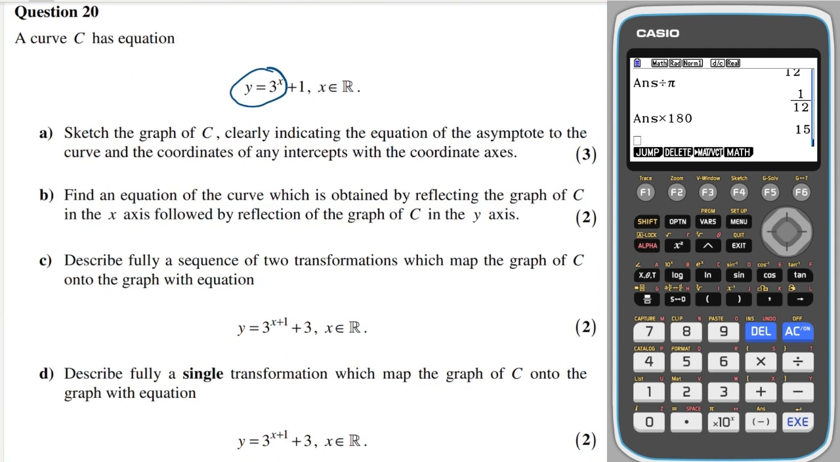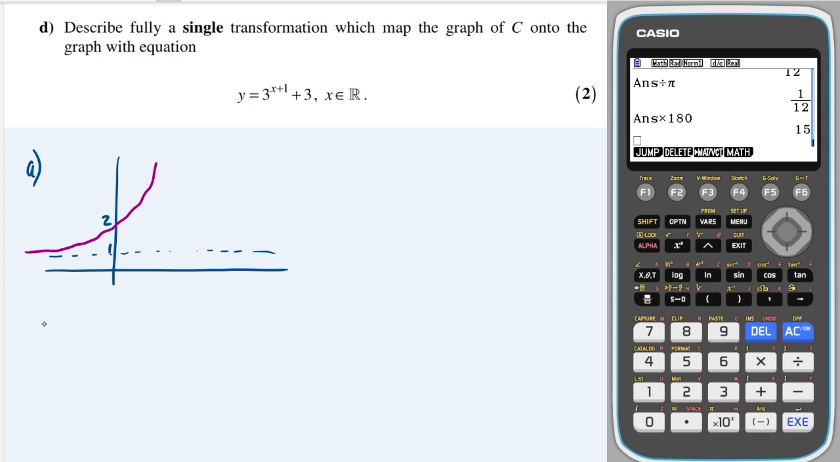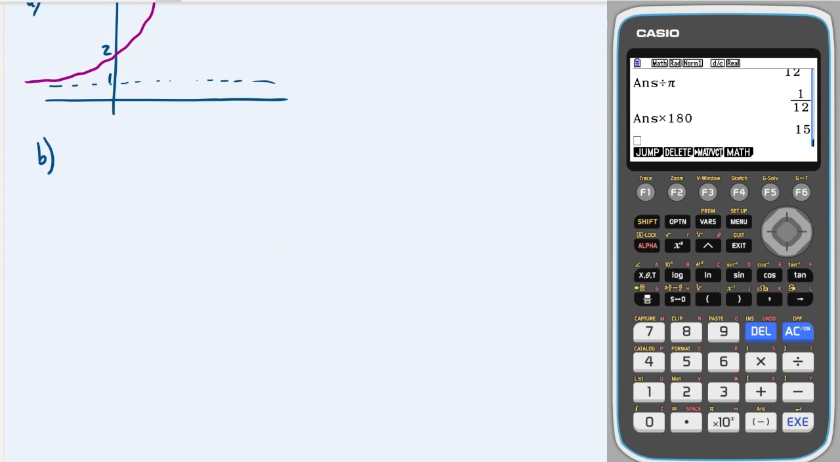Okay, part B. Find an equation of the curve which is obtained by reflecting the graph of C in the x-axis, followed by a reflection of the graph of C in the y-axis. So first off, the reflection in the x-axis is minus f of x, and then the reflection in the y-axis is f of minus x. So let's do that. Let's start with y is equal to 3 to the x plus 1. In fact, let's call it f of x.